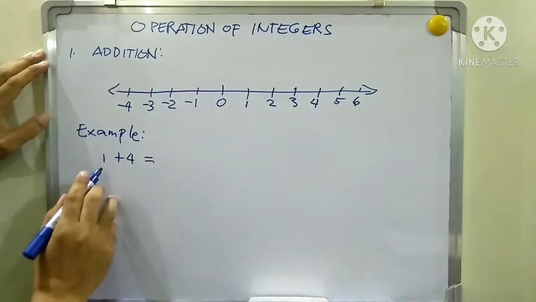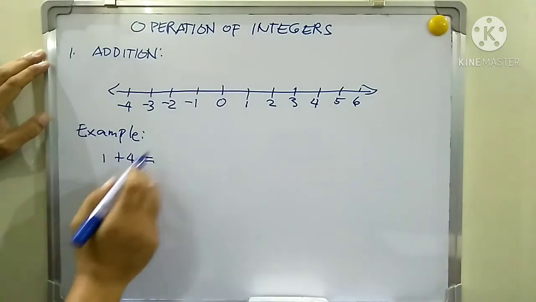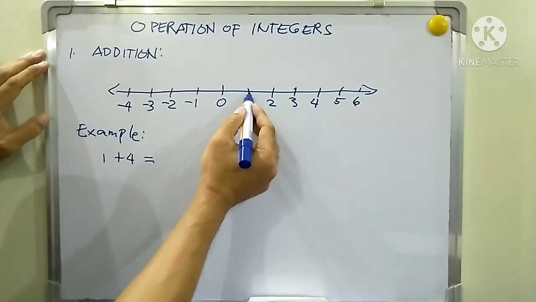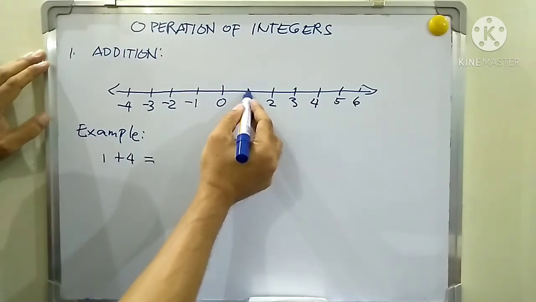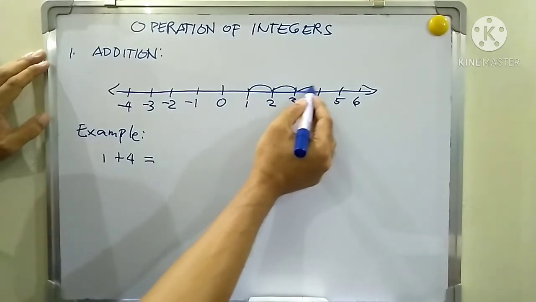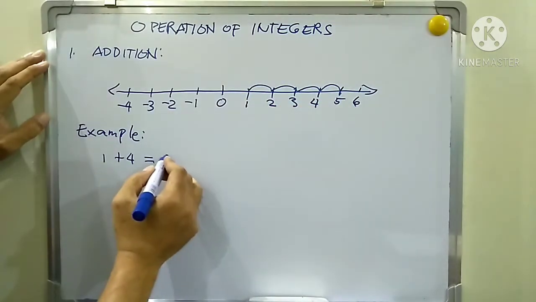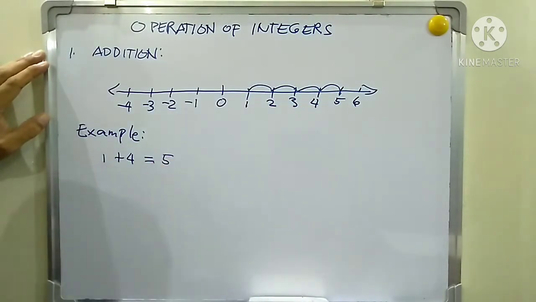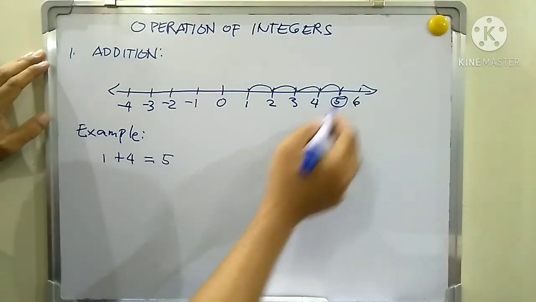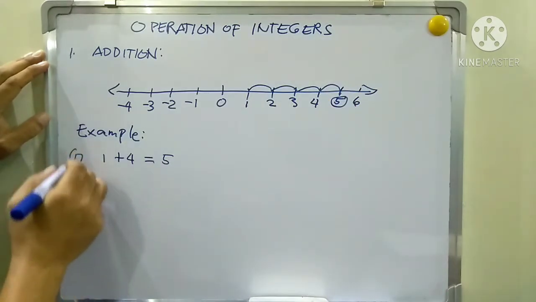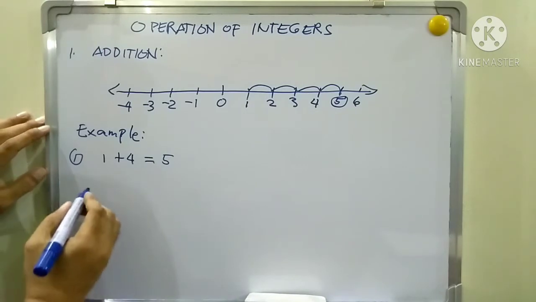To add this number, 1 plus 4, we use this number line. We say, from 1, we add 4 units to the right. 1, 2, 3, 4. And the answer is 5. This is our example 1. Let's have another example.